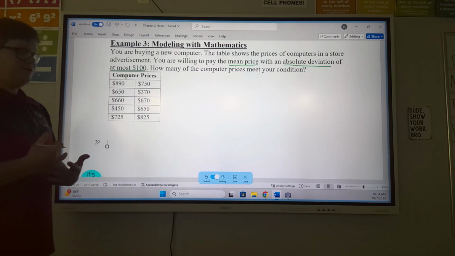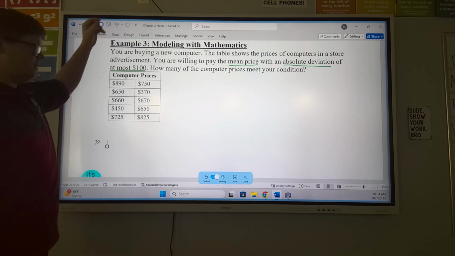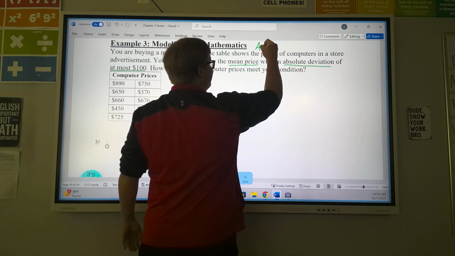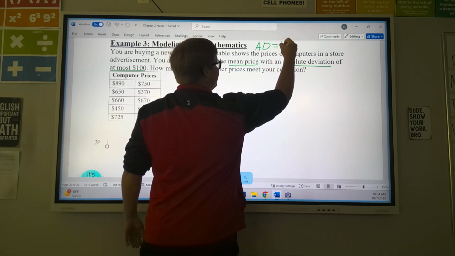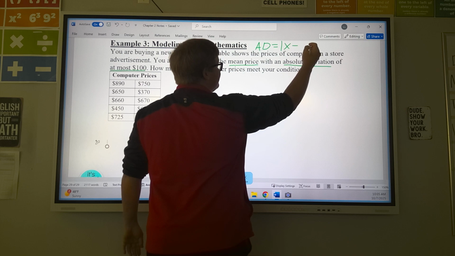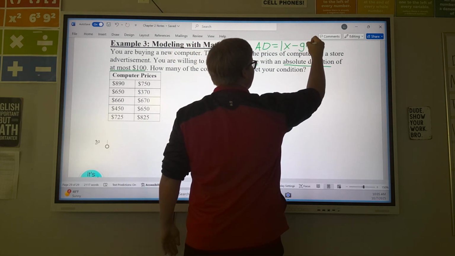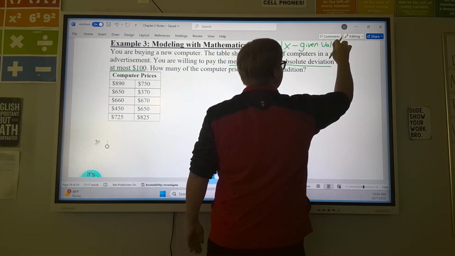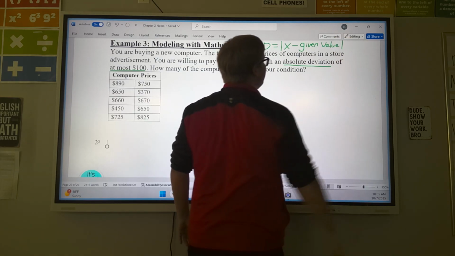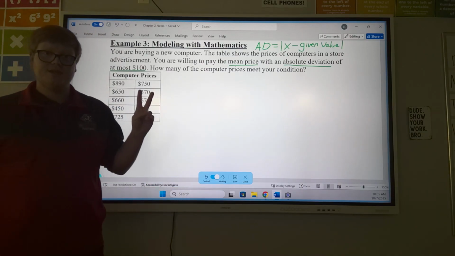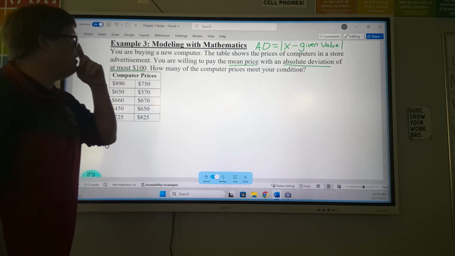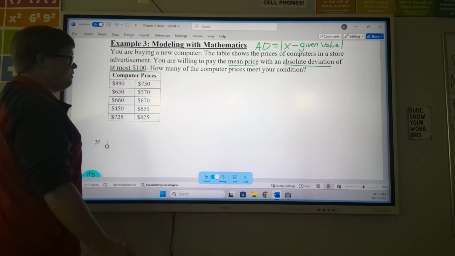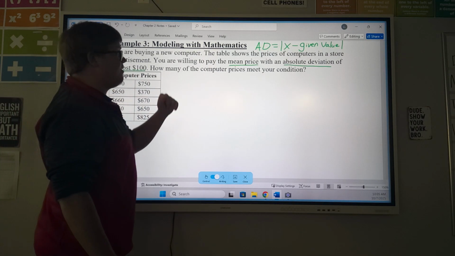Okay, so the absolute deviation equation should be on your notes up top, but if it's not, the absolute deviation equation is |x minus the given value|. That's it. There's only two things. It's x minus a given value. So in this situation, we are given absolute deviation, which is 100. And we're given our given value, which is our mean.